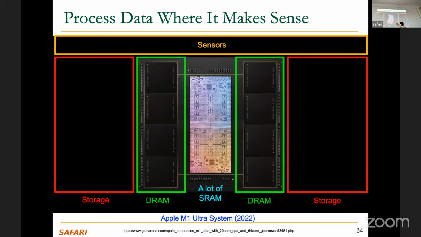So we will mostly focus on this part of the system, but many of the general ideas that we are going to discuss and cover today would apply as well to storage or sensors, or they could even apply to computing elements near the different SRAM-based memories that we have inside the chip.